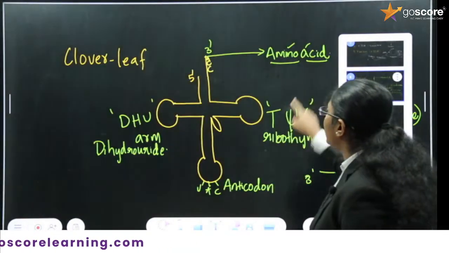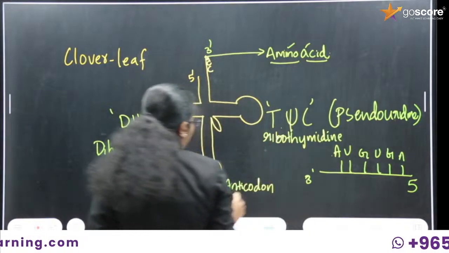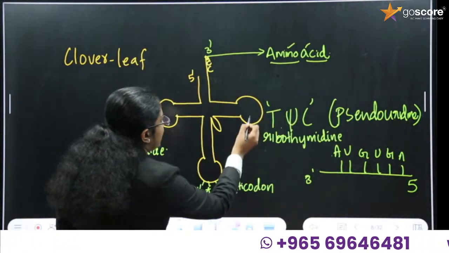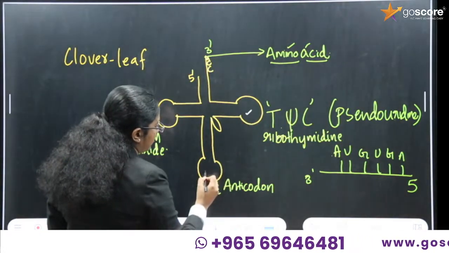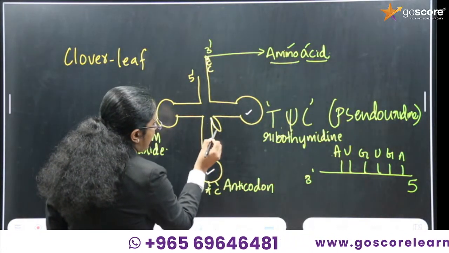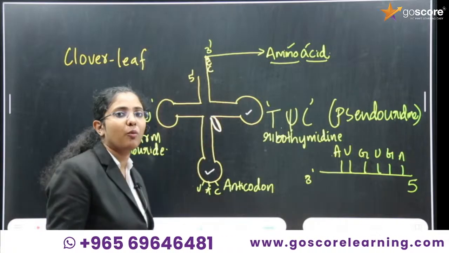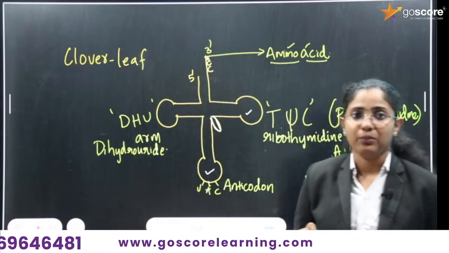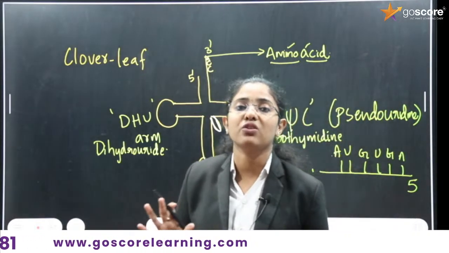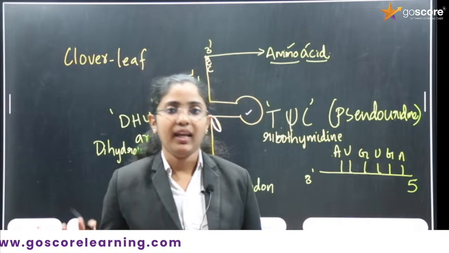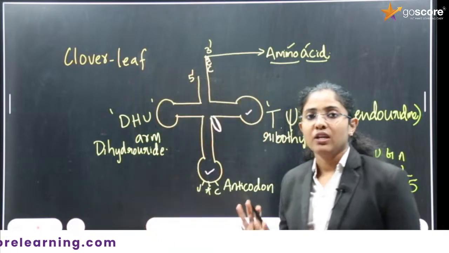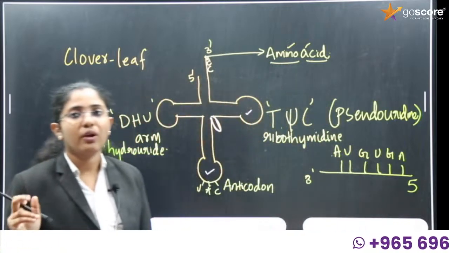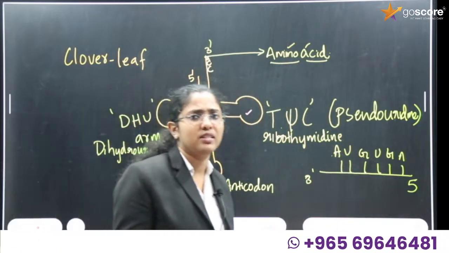If you are looking into this T-C arm, this is the T-C arm. So we can say in between the T-C arm and the anticodon, there is an extra loop, and that extra loop is known as the extra arm. I believe that you get the structure of tRNA, the adapter molecule. Now you have the amino acid, different codons, and tRNA for the synthesis.